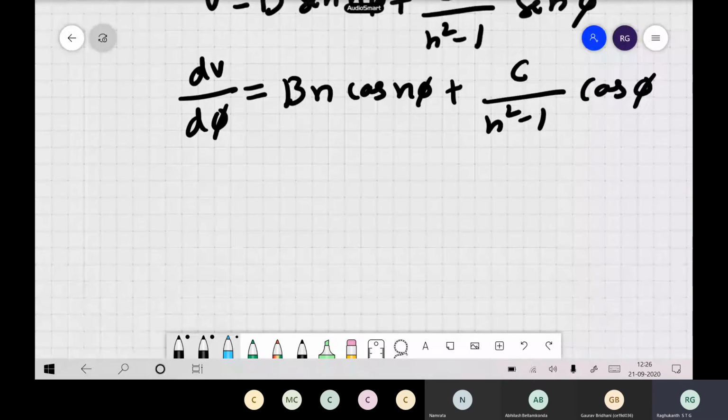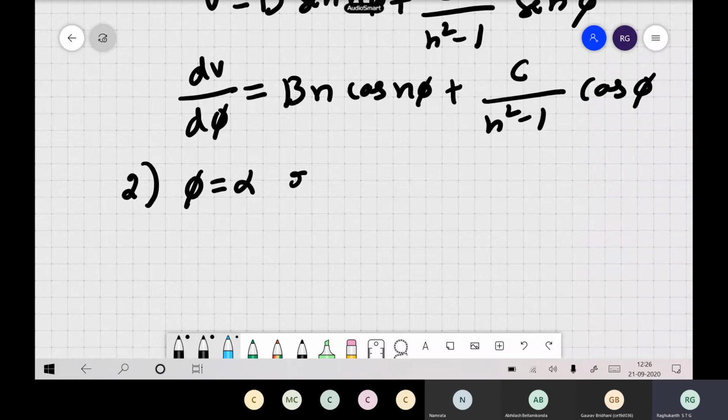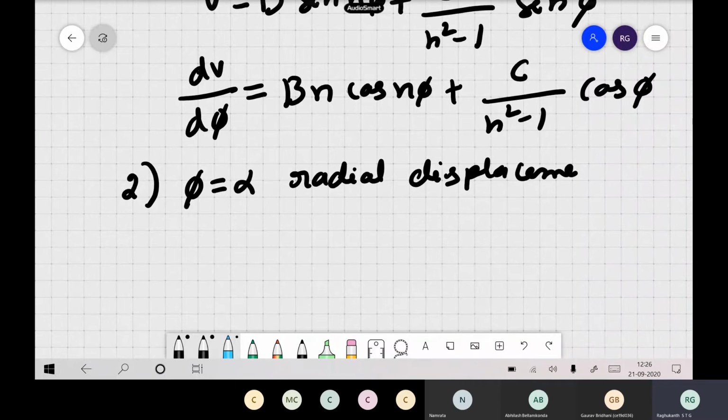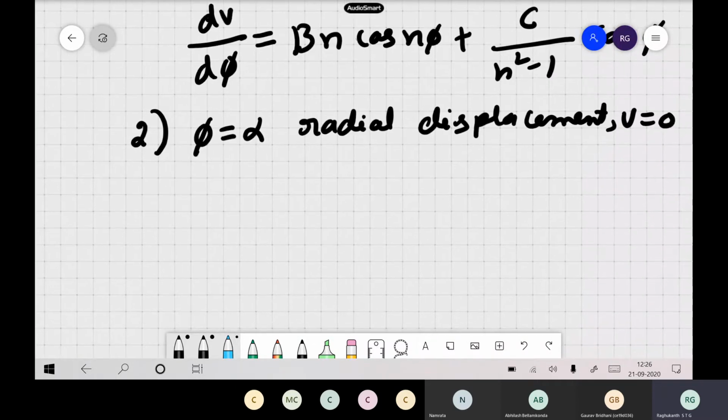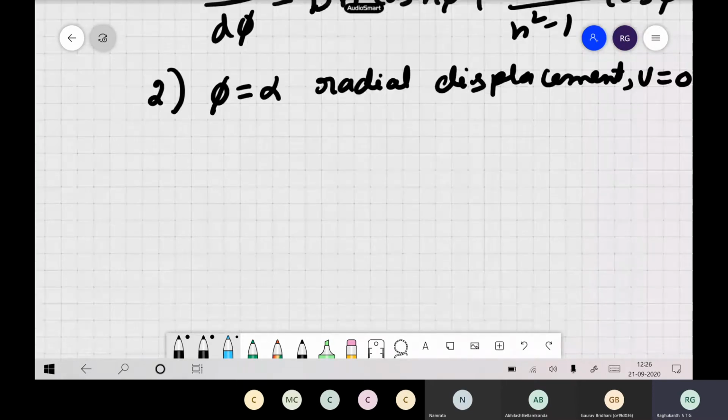Now you should know two boundary conditions are required here. We use that at φ equal to 0, the radial displacement is 0, which is at the crown, assuming it to be the antisymmetric mode. So radial displacement V is equal to 0 at the top of the crown. If it is a symmetric mode, then instead of V you can use dV/dφ.